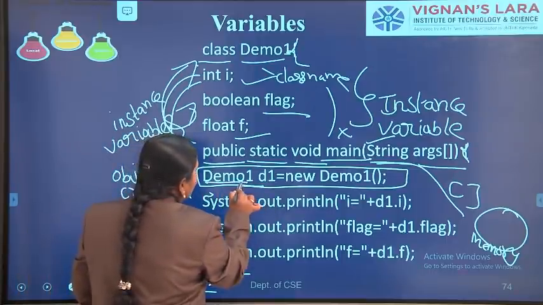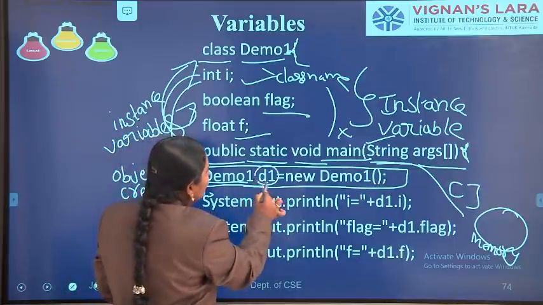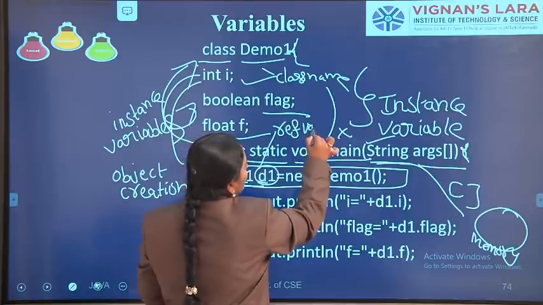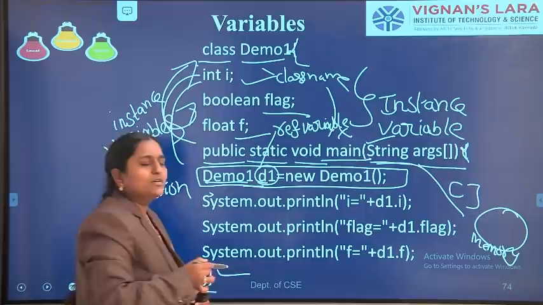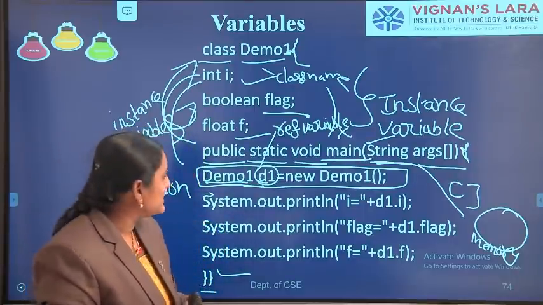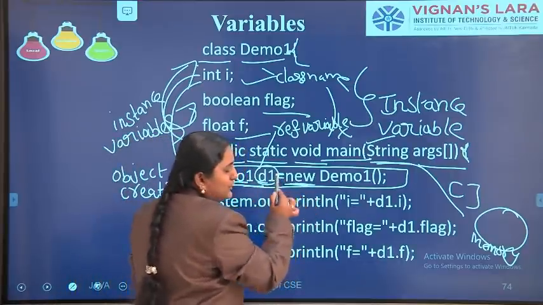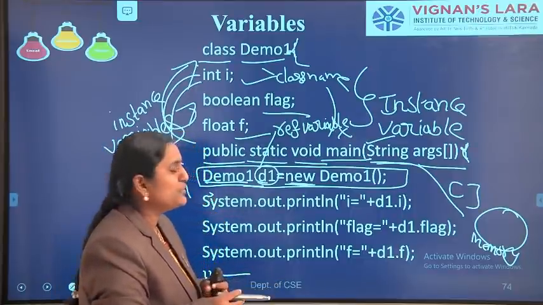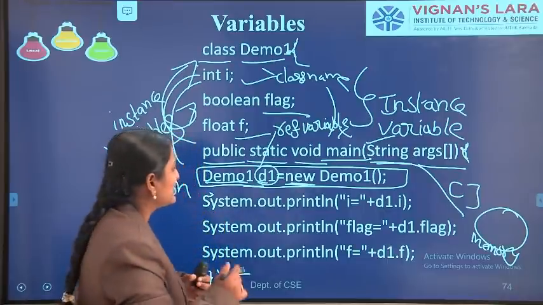Here Demo1 is our class name. Here D1 is a reference variable. What is a reference variable? A reference variable represents the address of the object. Here is the assignment operator. New is the keyword, the new operator. What is the functionality of the new operator? It allocates the memory space for instance variables.